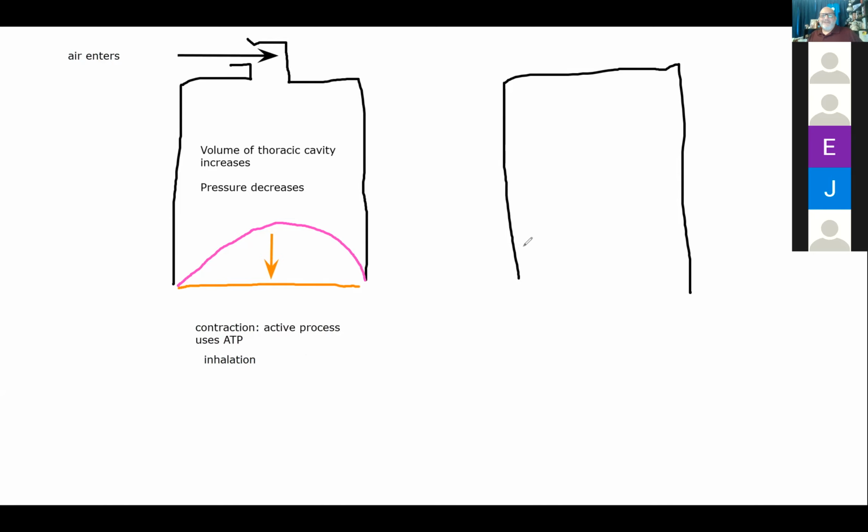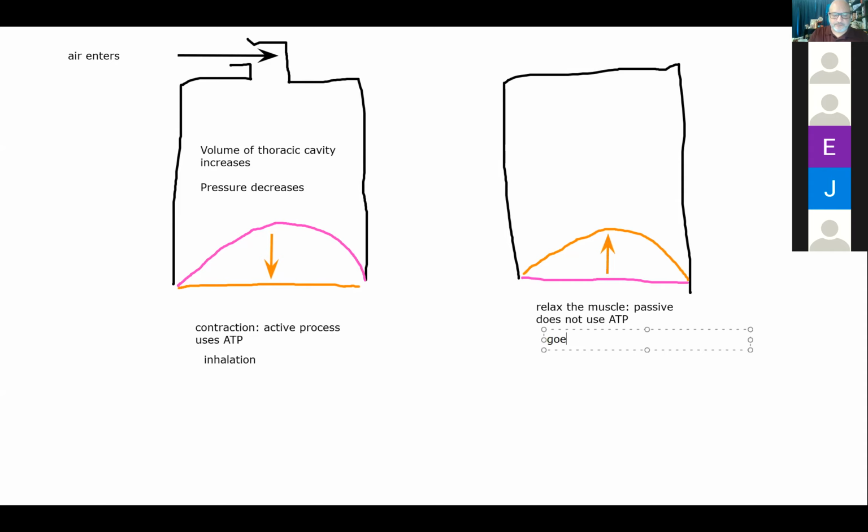Of course, we don't leave that muscle contracted forever. Eventually, we will relax the muscle. Of course, relaxing the muscle is a passive process. Does not use ATP, but it does use one of the passive properties of muscle tissue. And we know muscle tissue, when the force is removed, is elastic. It has extensibility and elasticity. And so when we relax the muscle, it goes back to its original shape.